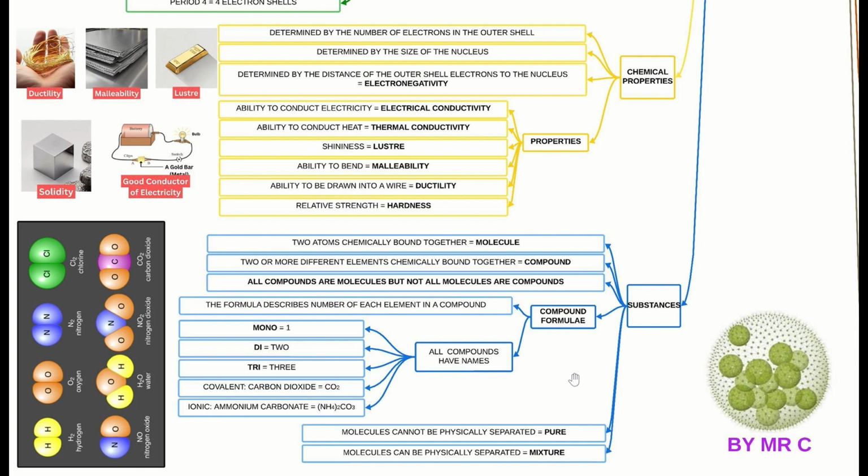Right, a substance is deemed to be pure when the molecules cannot be physically separated, which means that there's only one type of molecule. A mixture is defined by the fact that the molecules can be physically separated, which means there must be more than one type of molecule.